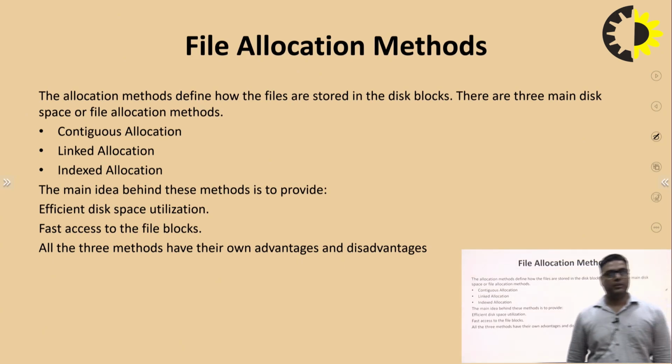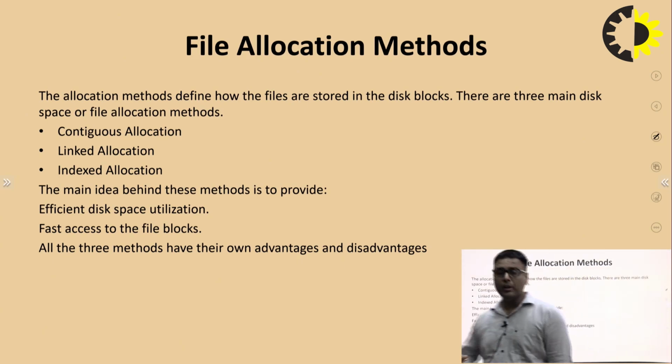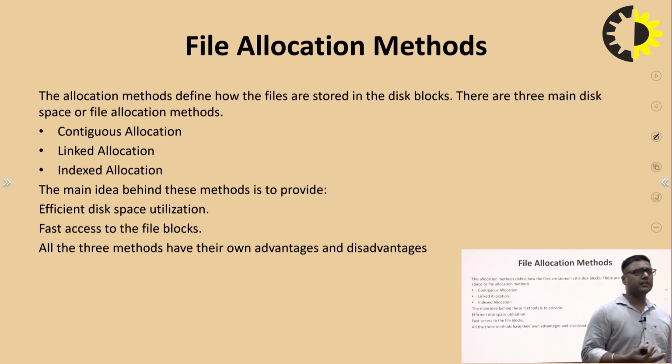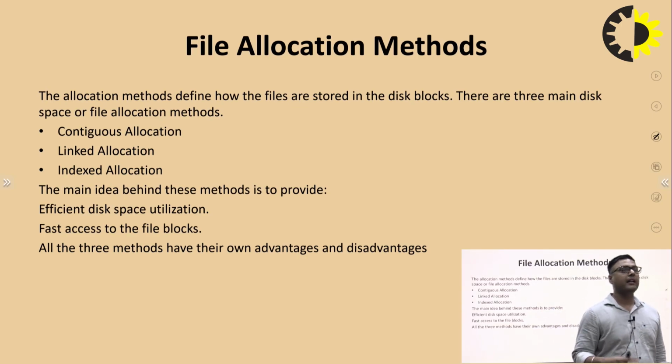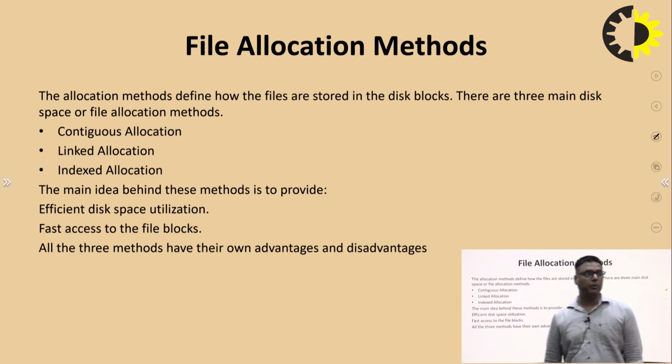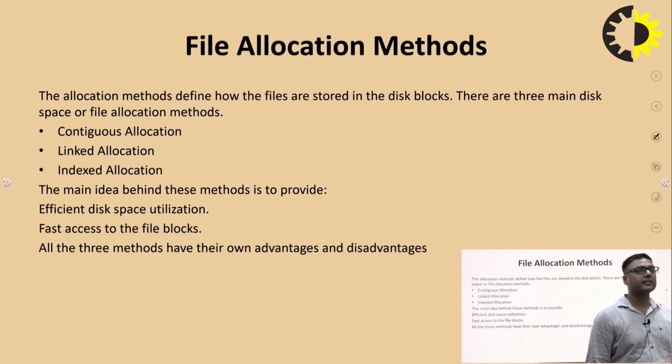File allocation methods. Next is file allocation. How do we allocate a file? Here are some points. A file is allocated in a contiguous manner, linked allocation, or indexed allocation. The main idea behind these allocation methods is to provide efficient disk space utilization and fast access to file blocks. All three methods have their own advantages and disadvantages.